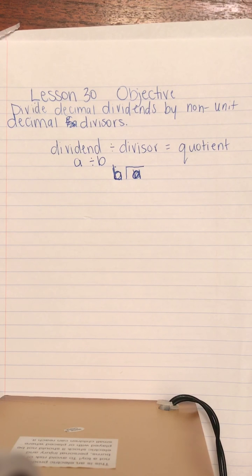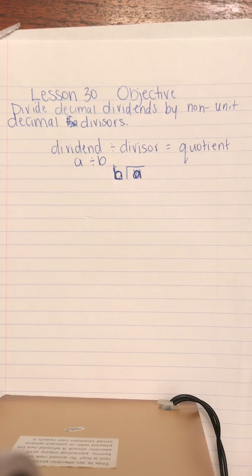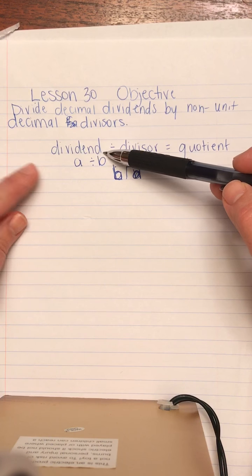Okay, friends, welcome back. Today we're looking at lesson 30, and I'll have you notice our objective. It tells us that we are going to divide decimal dividends by non-unit decimal divisors. So before we talk about what that means, I just want to review a little bit of vocabulary for you.